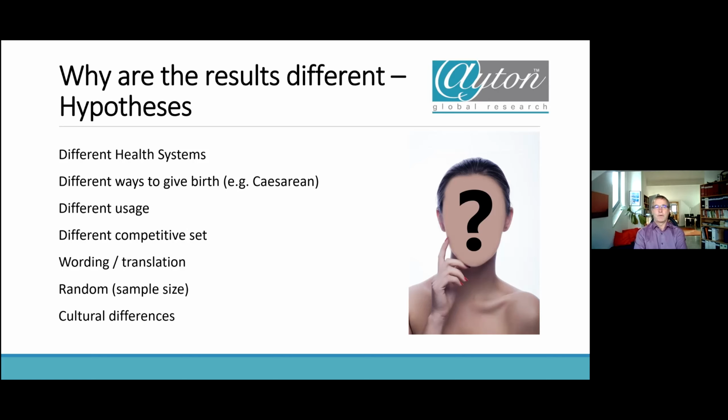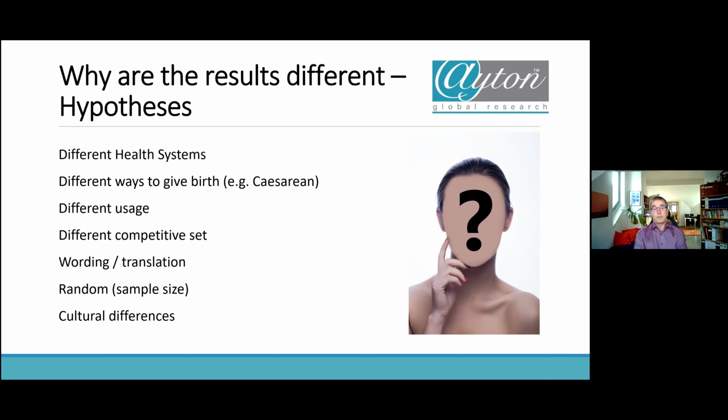For instance, we had quite a few women who had a cesarean, and the percentage was different in Germany than in the UK. So you might look at people who have a cesarean versus those who give birth another way. People might use the product a different way. People might be used to different competitive sets, so maybe there's a competitor that is already delivering a lot in one country and not in the other.